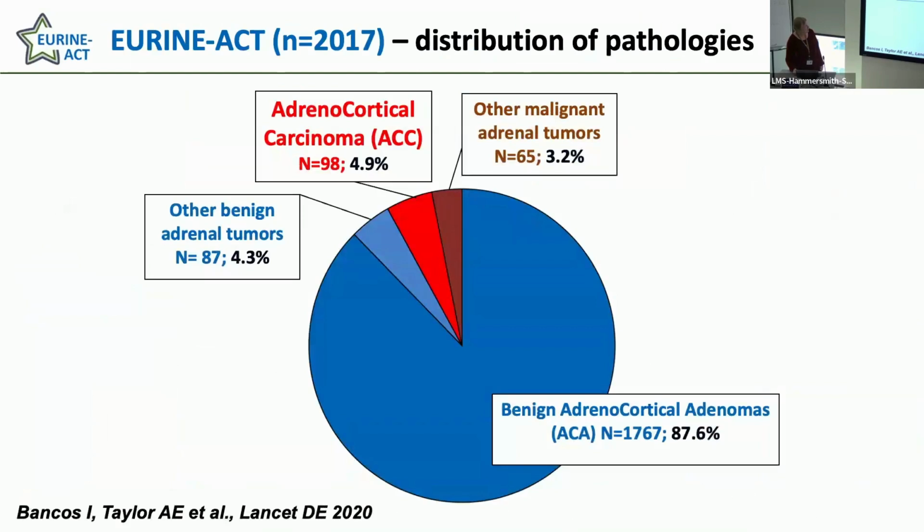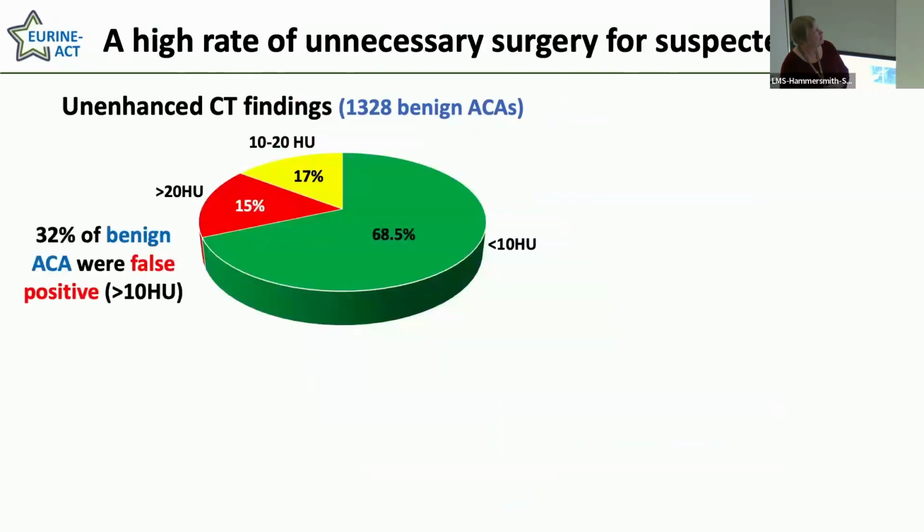So this is actually the breakdown. And because we had this massive number of prospectively recruited patients, we had for the first time not only adenoma and carcinoma, but we had also other benign tumors and other malignant tumors, so non-adrenal origin tumors. Then a large number of those had unenhanced CT, and these are the results of unenhanced CT of the 1,328 benign adenomas in the study.